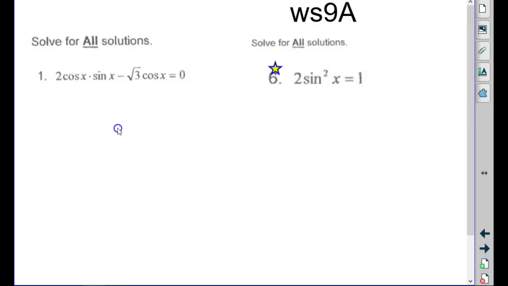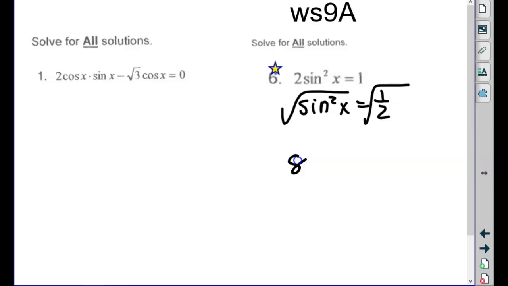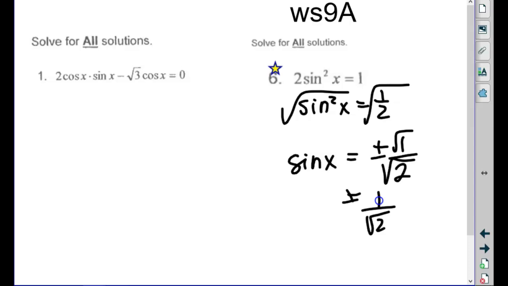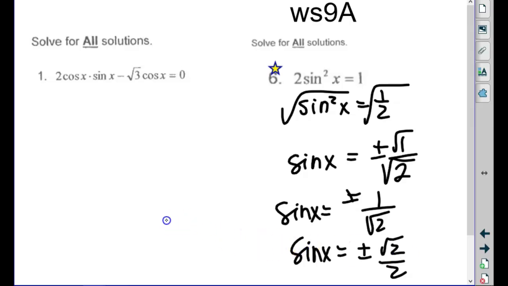All right. This is worksheet 9 again, guys. I'm just going over this one more time because if you divided here and then you square rooted, what do you have to remember? Plus or minus. And what is the square root of 1? 1. And so you have 1 over square root of 2. Then what happens? Yeah, so you would be looking for how many places on the unit circle? 4, right? Okay, be careful.